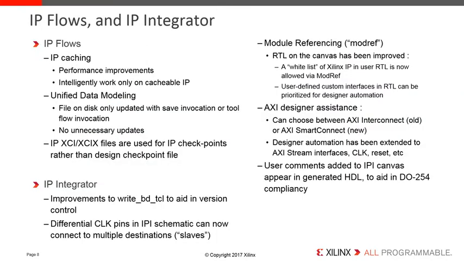Vivado 2017.1 now includes new features in the area of IP flows. IP caching has performance improvements where the tool intelligently works only on cacheable IP. Unified data modeling is when the file on disk is only updated when a save or tool flow invocation is done, preventing unnecessary updates. And IP XCI and XCIX files are now used for IP checkpoints instead of the design checkpoint file.